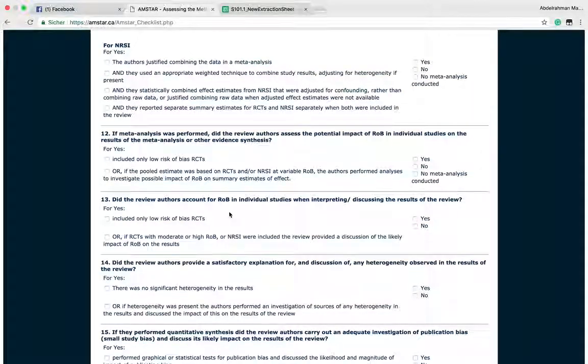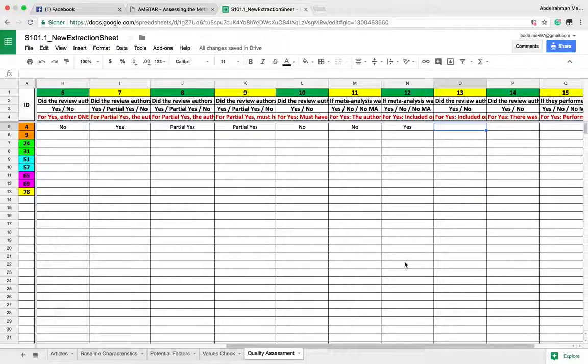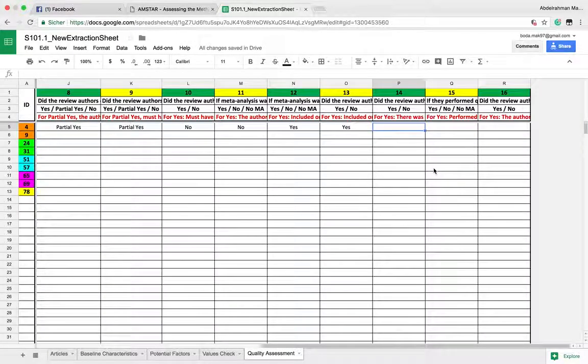Okay, next. 13. Did the review authors account for ROB in individual studies when interpreting, discussing the results of the review? Yes. Include only low risk of bias, and so on. So, yes. This is very near to the previous question. I think those two are sort of linked together. If one is yes, then the other is yes. If one is no, then the other is no. I think so.